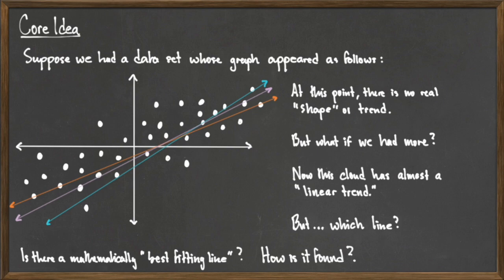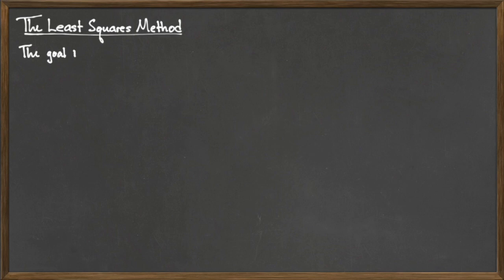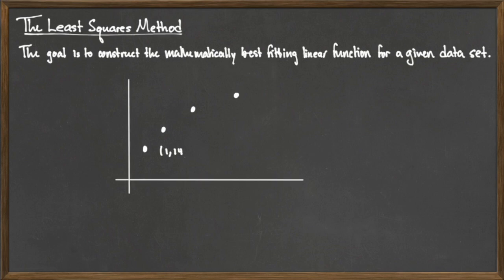So just to make sure we're all on the same page in terms of terminology, whenever you use the word model, we're talking about a function that can be used to predict future trends. So to find the mathematically best fitting line, we're going to use something known as the least squares method. The goal here is to construct the mathematically best fitting line to a set of given data points.